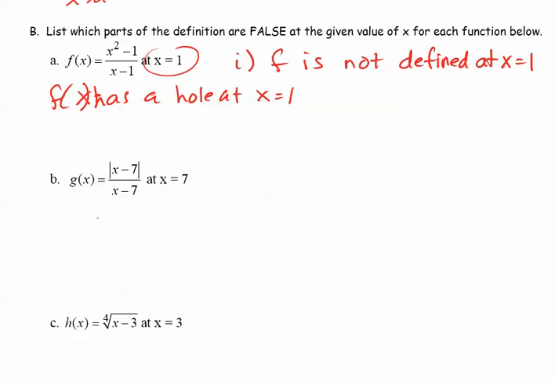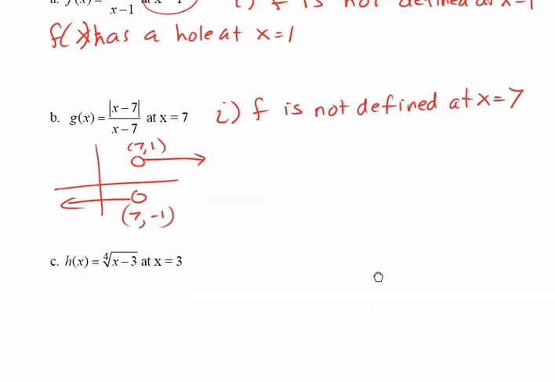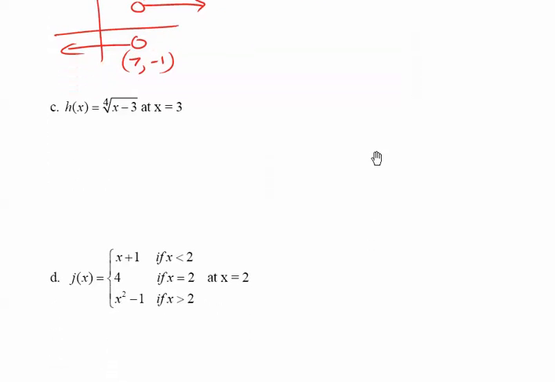This function, we know what this function is. At 7 we have a value of 1, and negative 1 over here. So we know we have a jump discontinuity. And again, part 1 fails. F is not defined at 1, or at 7, sorry. And the limit doesn't exist either. So it's certainly not continuous.